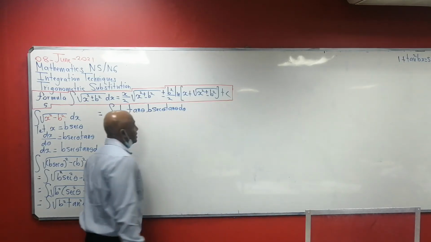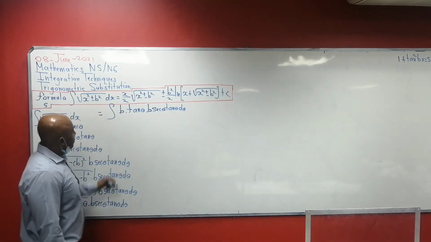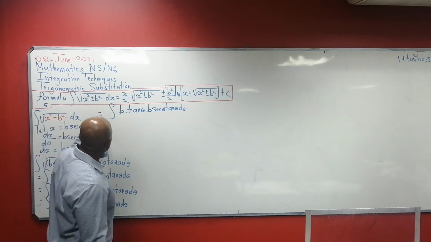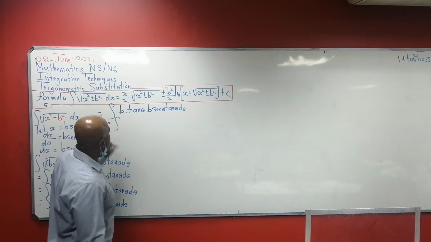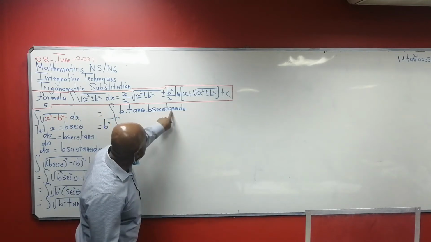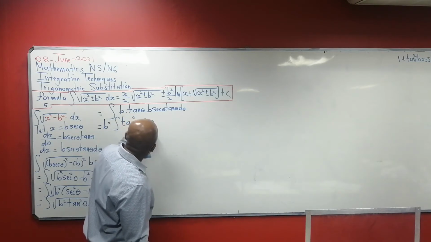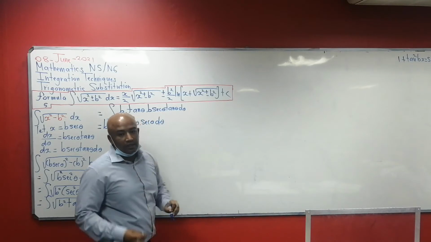Alright, so now comes the integration part. So here we got b times b, which is going to be b squared, and then we got tan times tan, which is going to be tan squared theta times sec theta d theta.